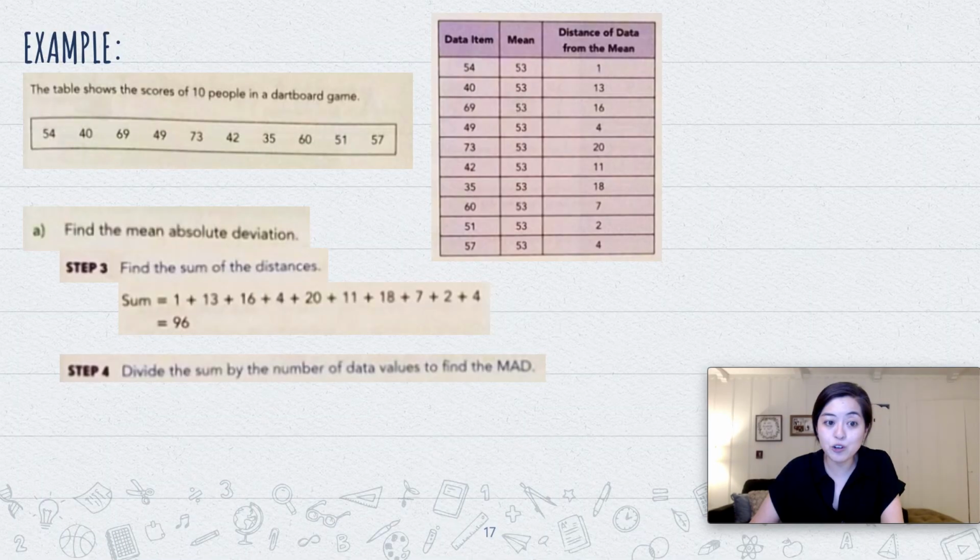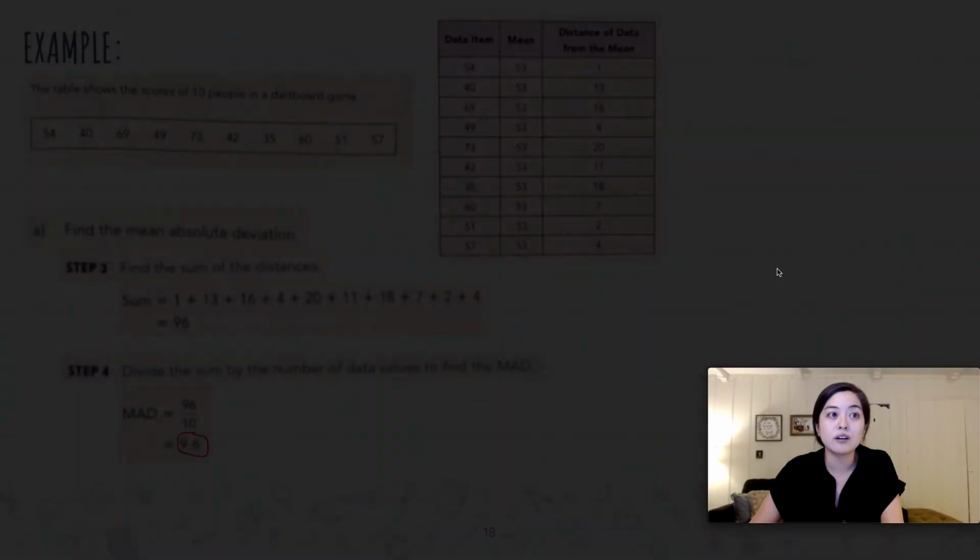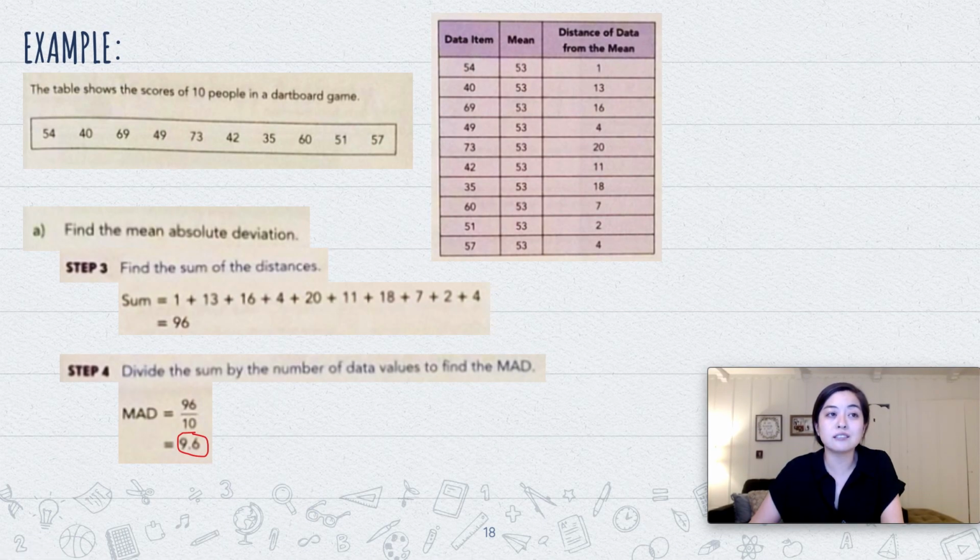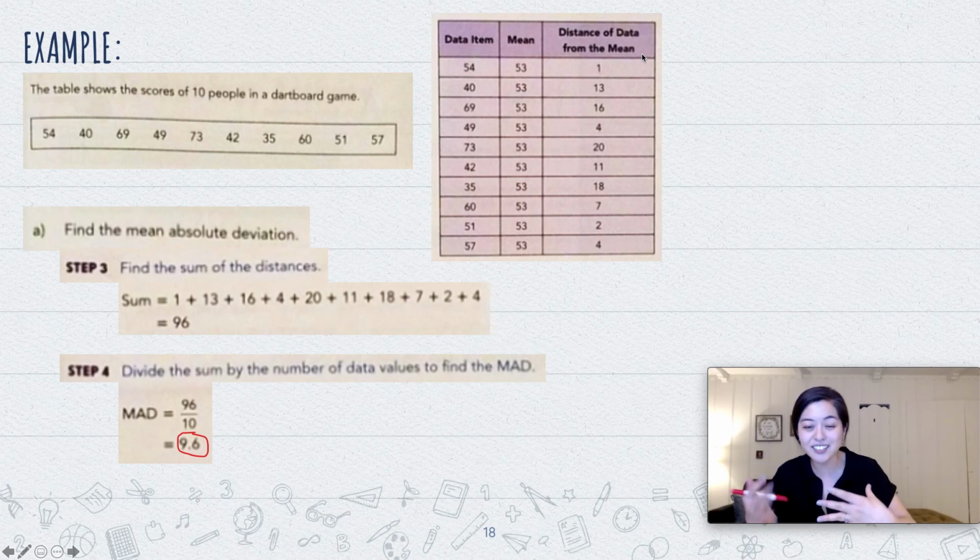And then we're going to divide the sum by the number of data values. We know that there are 10 data values, so we're going to do 96 divided by 10, which is 9.6. So basically, you're finding the mean of the distance of data from the mean. You're finding the average of the distance of data from the mean. That's what you're finding over here.